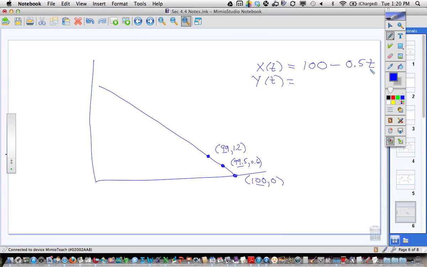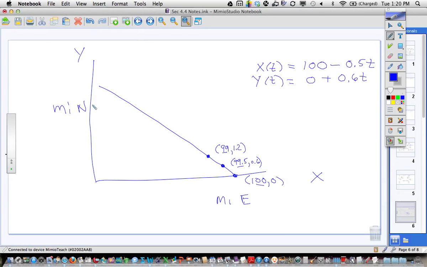Now, what's his y coordinate doing? His y coordinate is starting at 0, and it's increasing by 0.6 every minute, and t is the minutes. So we really have three variables involved in a parametric equation. We have x. Now, keep in mind what x is and y. X is miles east of the Ranger station, and y is miles north.